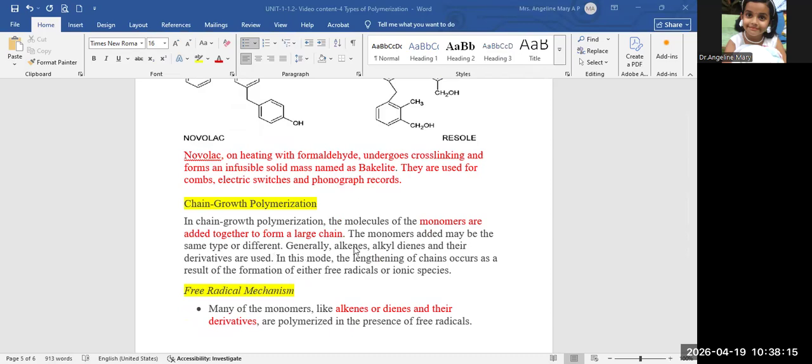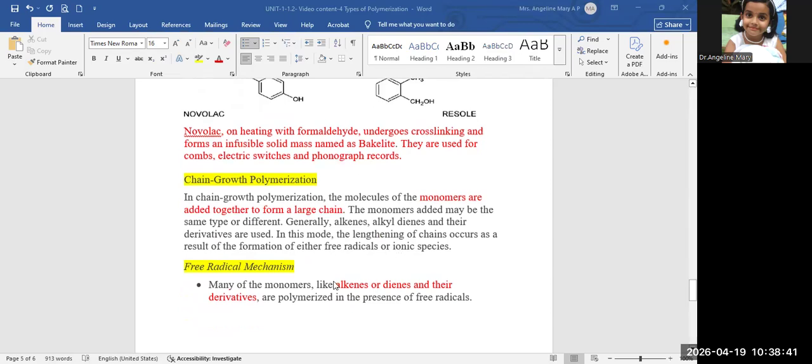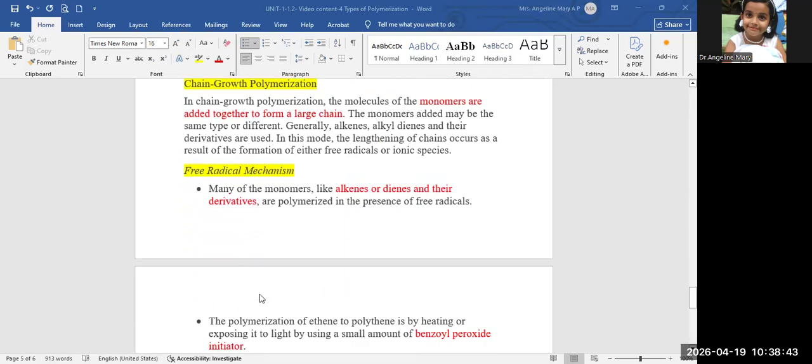Generally, alkenes, alkadienes, and their derivatives are used to prepare chain growth polymers. In this method, the lengthening of the chain occurs as a result of the formation of either free radicals or ionic species. The chain growth polymerization is based on the formation of free radicals or ionic species. Free radical mechanism.